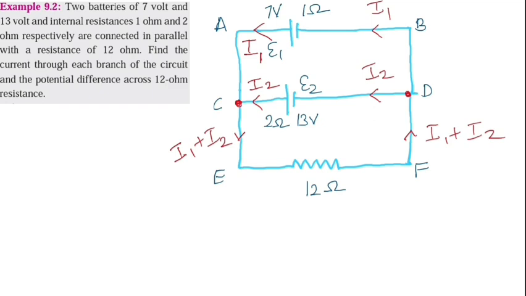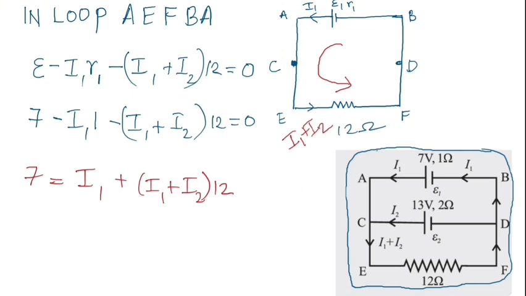So first is loop AEFBA. Observe the diagram very carefully. I have not connected C and D because I am not going to take that path, so I have not connected it at all. Can you see the diagram? Also observe that I have written C to E. In between C to E the current flowing is I1 plus I2, whereas I have only considered the E1 cell.